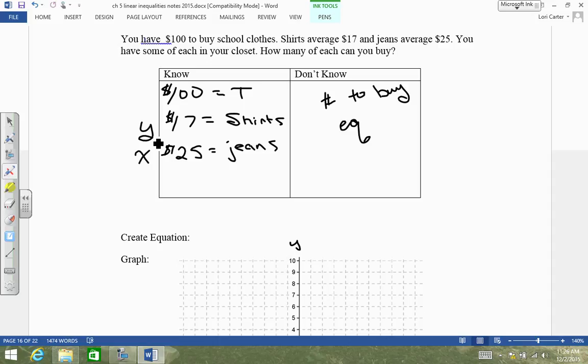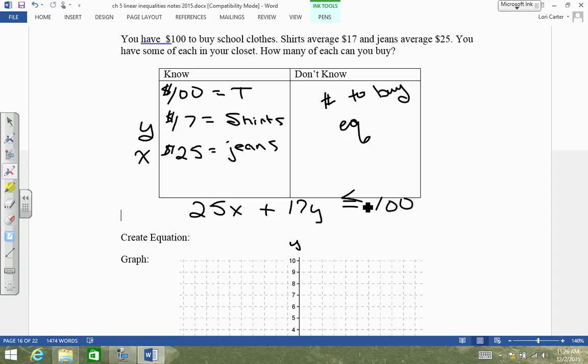25x plus 17y equals 100. Greater than or equal to, or less than or equal to 100? Less than or equal to, because do I have to spend all of my money? No. Can I spend all my money? Yes, you could. So I can spend less than or equal to 100. Now, how do I graph this thing?